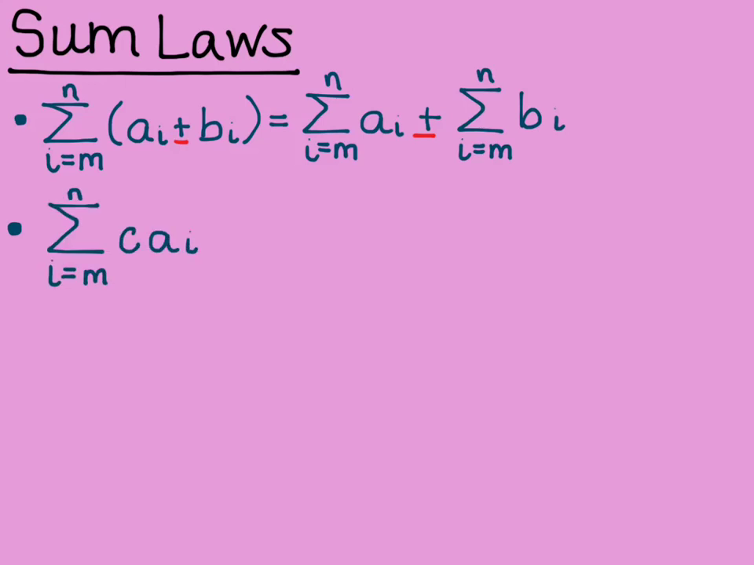The next law is that the sum as i goes from m to n of c times a sub i, where c is a constant, can be written as c times the sum as i goes from m to n of a sub i. In other words, I can factor the c out of every term of the sum.